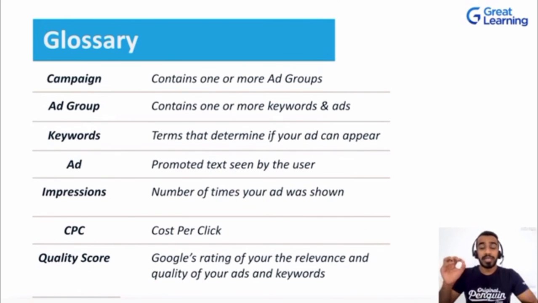Quality score is another factor that decides if your ad is shown or not. This is Google's way of saying how relevant your ad and keywords are. So if you bid on a keyword saying men's t-shirts and you end up showing ads for bottles, it doesn't make sense, right? That's when your quality score will go down. So it depends on the relevance between your keyword and ads. That is the quality score.